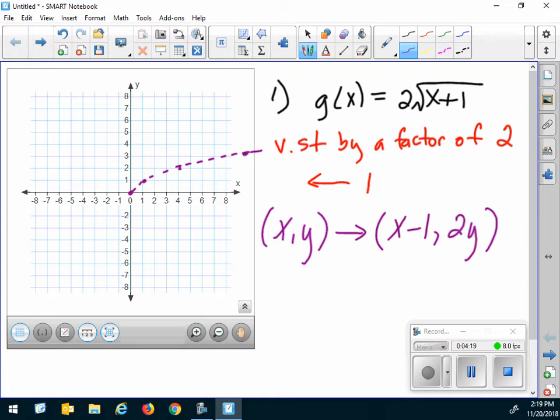So what that says is every point that's on the parent graph, I'm going to do this to it. Let's look at it this way. On the parent graph was the point 0, 0. This says to take the x value and subtract 1, so the new point will be negative 1. And it says to take the y value and multiply it by 2. So 0 times 2 is 0. That point is going to go to the point negative 1, 0. And that is just the moving left, isn't it?